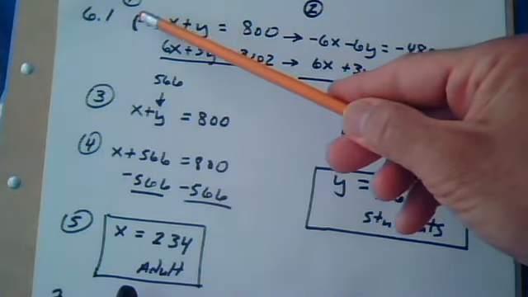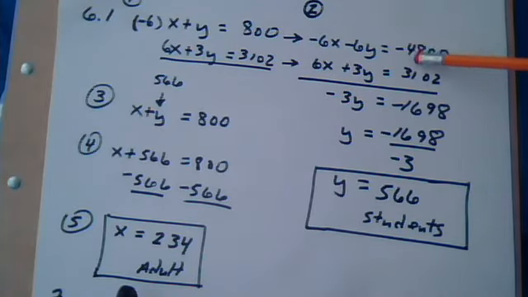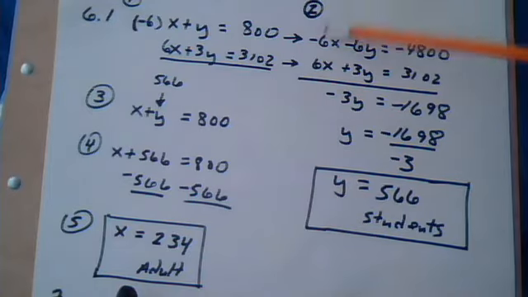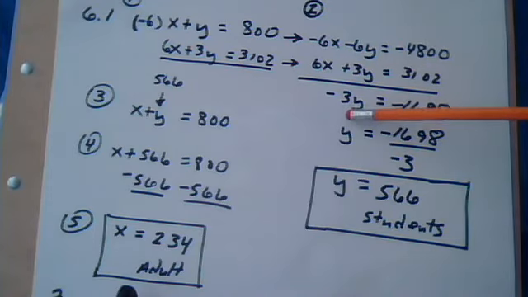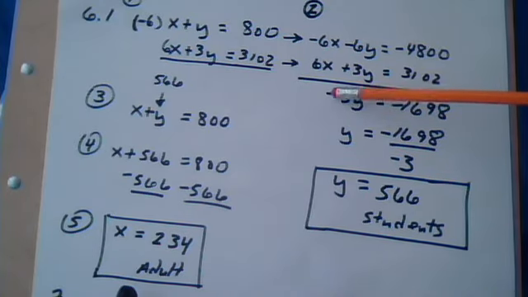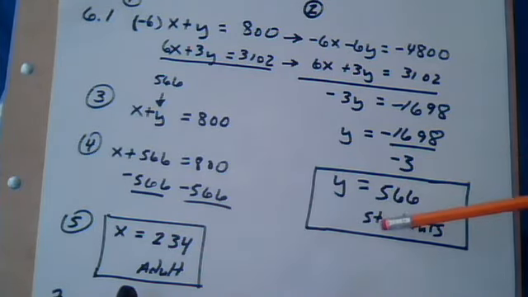We could multiply the first equation by a -6. This is what you get. Slide the second equation underneath, and then go column by column, combining like terms. These cancel. We have the y, and we have the constants. Now just get that y by itself. Divide both sides by a -3. So that gives us a y of 566 students. Remember, the y were the students.